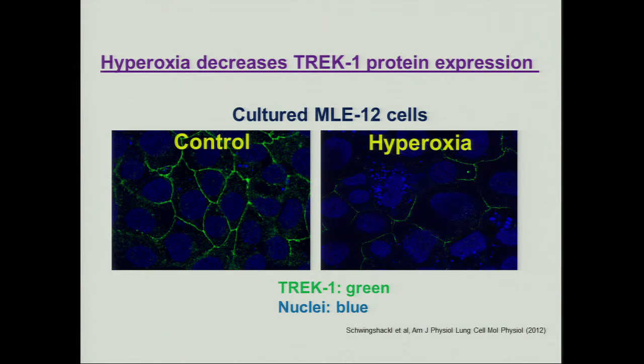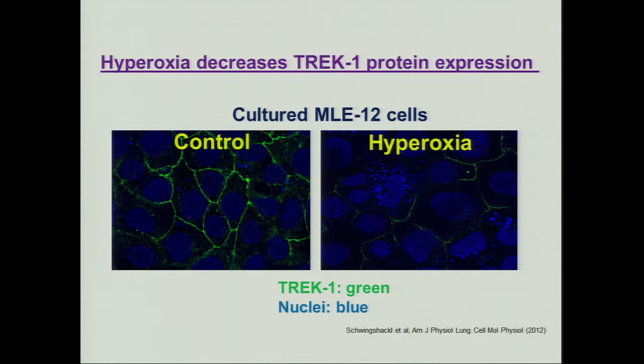So this is a nice gene expression change, but we really wanted to know what happens to the protein. So we used confocal microscopy and stained for TREK channels, again here in cultured alveolar epithelial cells. The TREK1 staining is shown in green, and you can see it's mostly plasma membrane staining in the control cells. When we exposed these cells to 48 hours of hyperoxia, you can see that the green staining almost completely disappears. So hyperoxia exposure downregulated TREK gene expression in lung alveolar epithelial cells, but it also downregulated TREK protein expression.